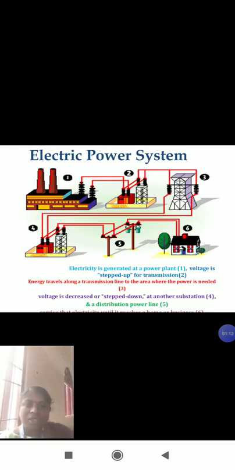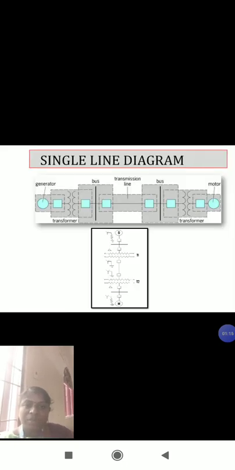So this shows the simple electrical power system, and this picture represents the single line diagram of an electrical power system. Here we can see the generator, the step up transformer, bus bars, transmission line, bus, step down transformer, and finally the distribution end. Here it is shown as motors.